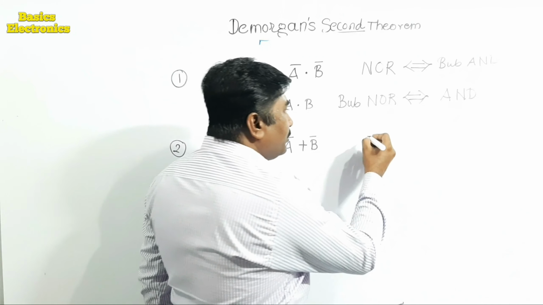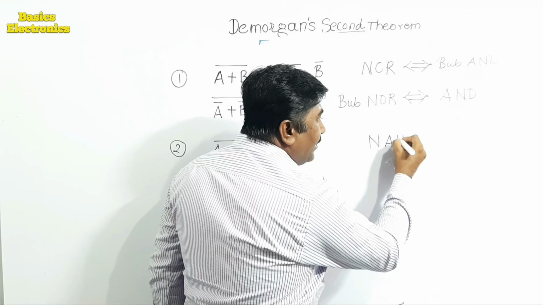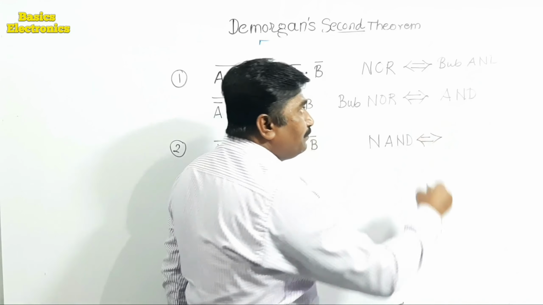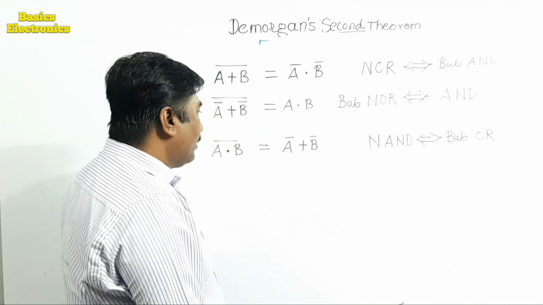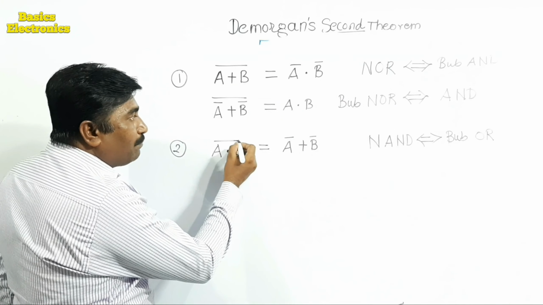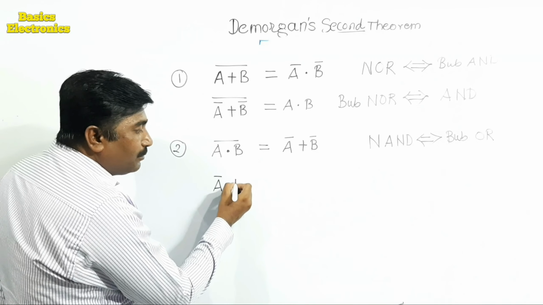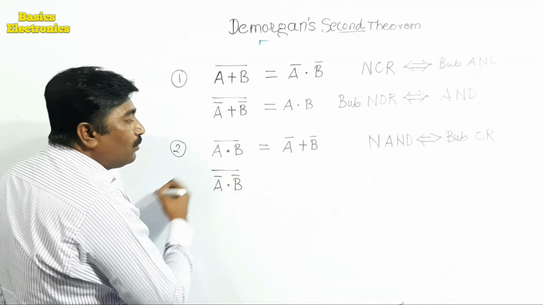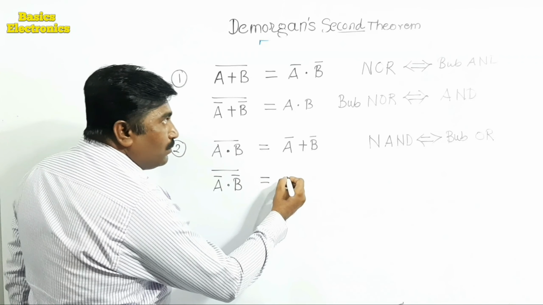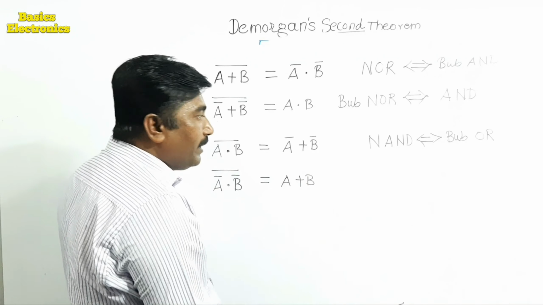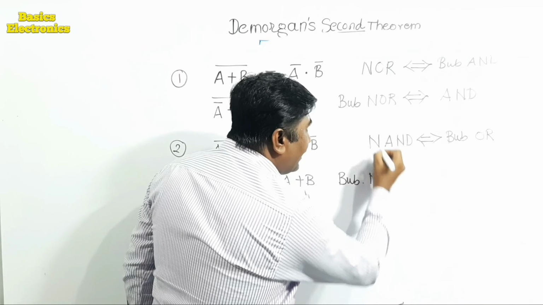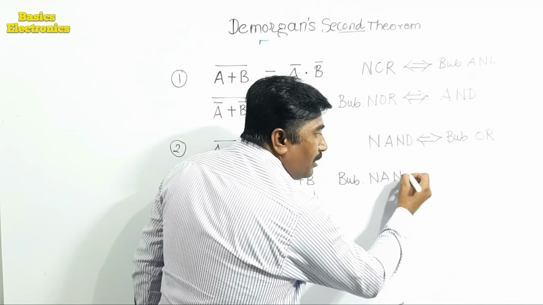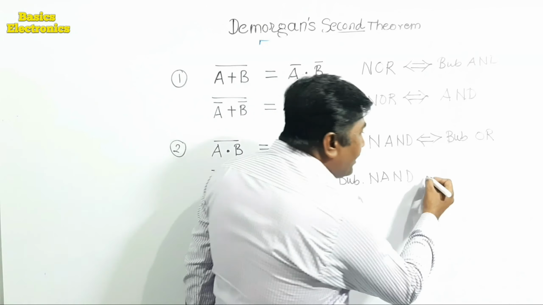Here this theorem gives the equivalency for the NAND gate. The NAND is equivalent to the bubble OR gate. If the inverted inputs are applied, like complement of A complement dot B complement, it is equivalent to A plus B. So this gate we call the bubble NAND gate. Bubble NAND is equivalent to the OR gate.